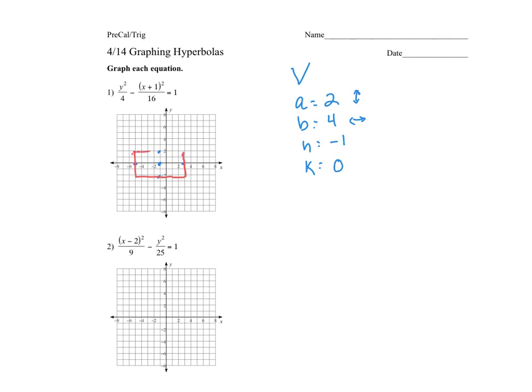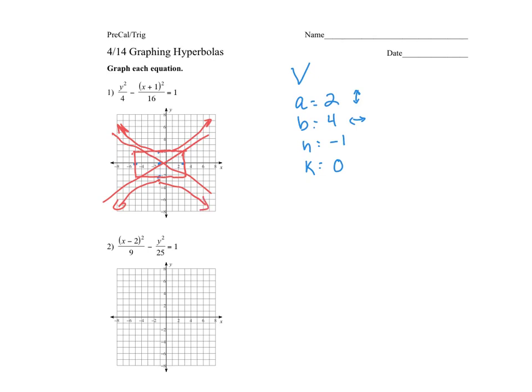As best I can. And then I'm going to draw lines that go through the corners of the rectangle. And if you're doing this on paper, you can use a ruler. I'm kind of limited. All right. So since it's vertical, you're going to go from the vertex and you're going to hug that asymptote, and hug this asymptote and this one in an up and down manner.